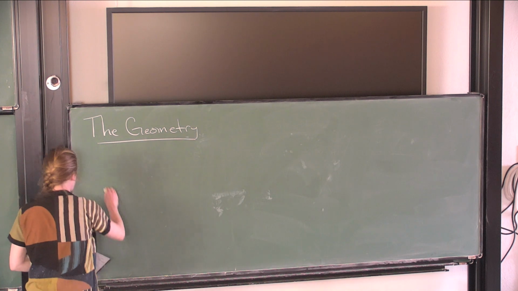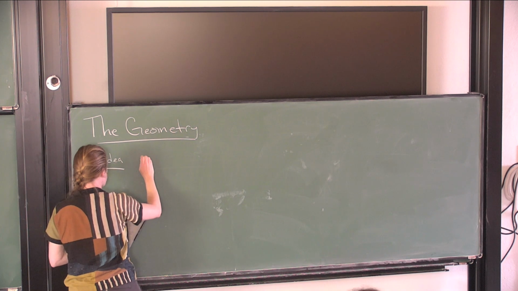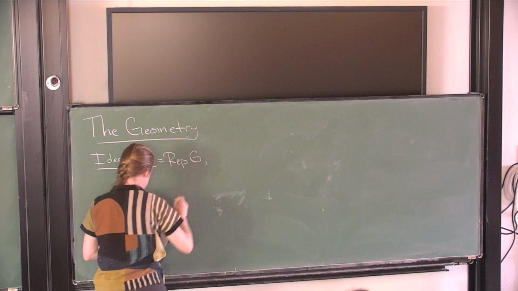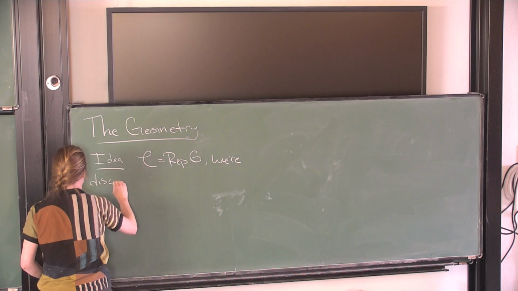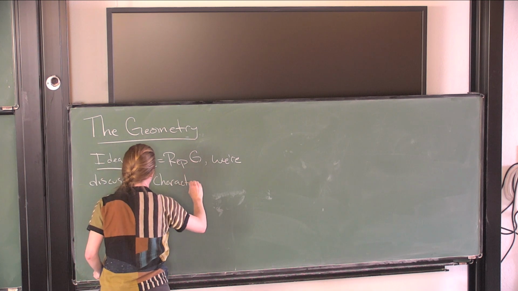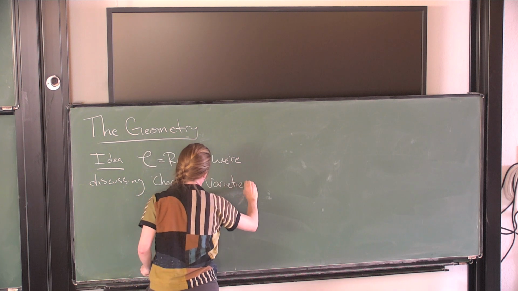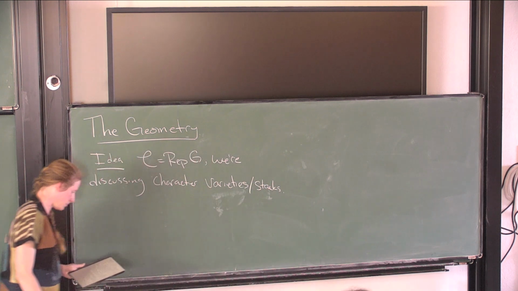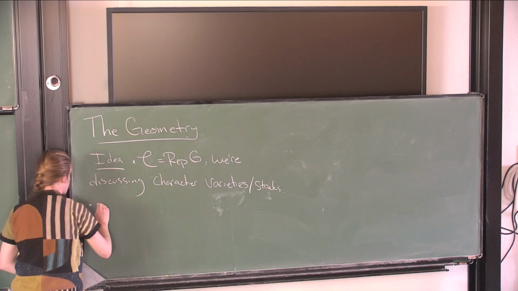Okay. So here's the idea. When C is just Rep G, we're discussing character varieties and stacks. Okay, so this is the thing I will make precise in coming lectures.